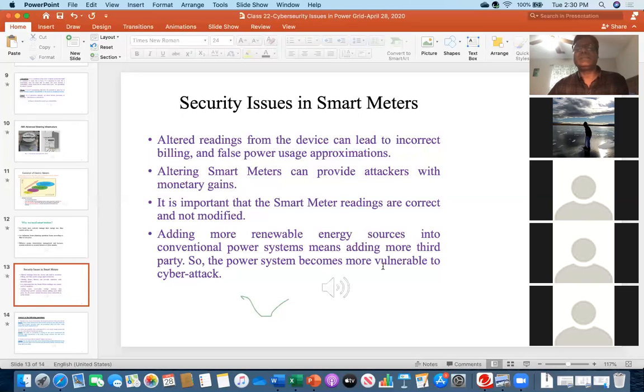So the power system becomes more vulnerable to cyber attack. So this means that clearly, a cybersecurity issue may happen in the smart metering system.